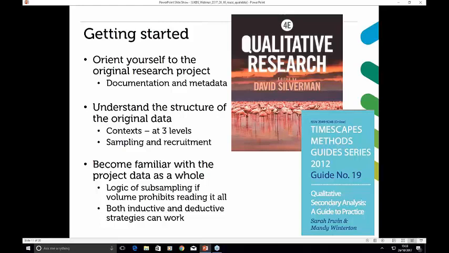Finally, you'll need to think through how you approach the data. You might choose to use an inductive strategy where you start with the data and then see what comes from that, or a deductive strategy where you have a firmer idea of what you're looking for within the data. Both are equally valid, but you will need to consider your approach before you get started.